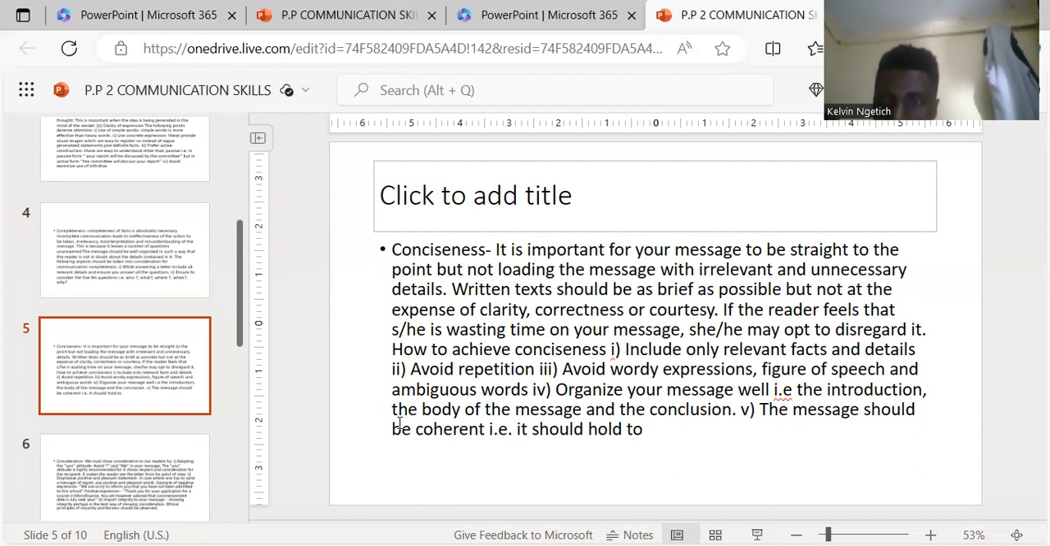Number one, include only relevant facts and details. Number two, avoid repetition. Number three, avoid figures of speech and ambiguous words. Number four, organize your work well, i.e. the introduction, the body, and the conclusion. Lastly, the message should be coherent, i.e. it should hold onto the topic.